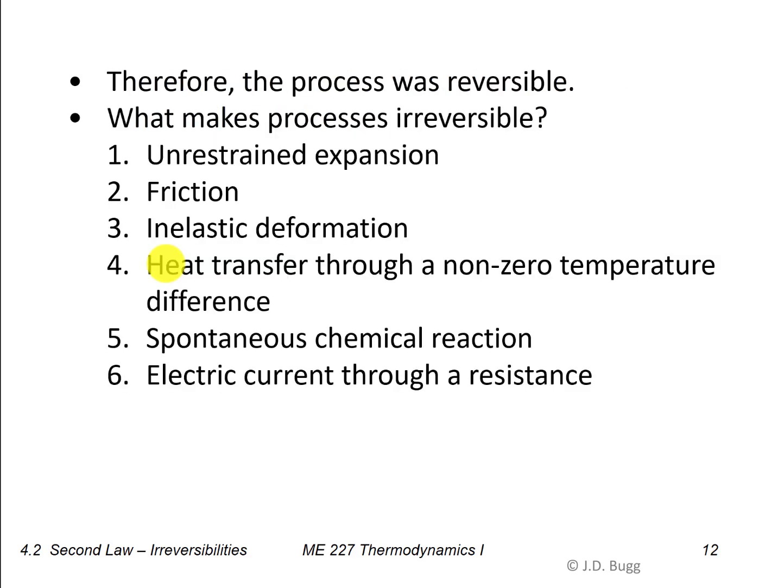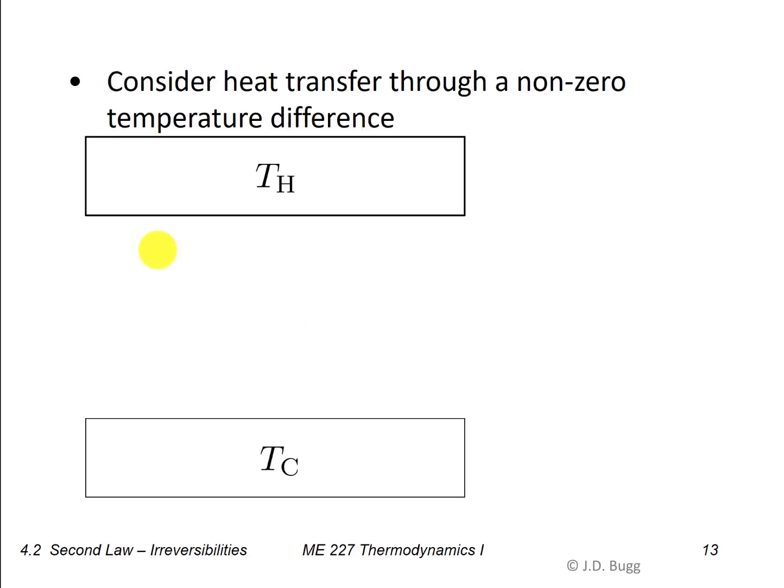So next, I want to expand on this number 4 here, heat transfer through a non-zero temperature difference, because this is a really important source of irreversibilities in the types of systems that we're going to be looking at in this course. We're going to look at it by using this idea of thermal reservoirs again. So we have a high temperature reservoir and a cold temperature reservoir sitting waiting for us. And so the process that we want to investigate is heat transfer from the high temperature reservoir to the cold temperature reservoir.